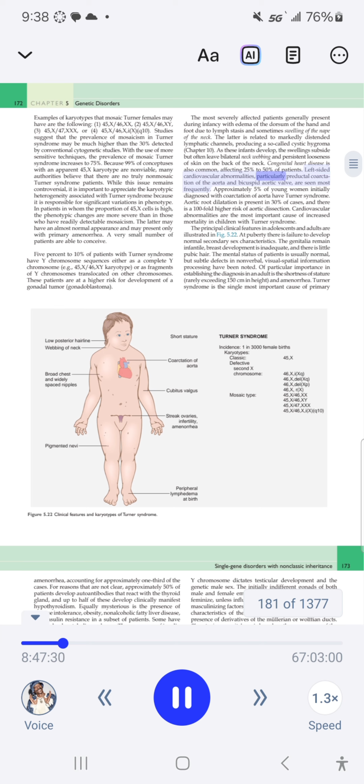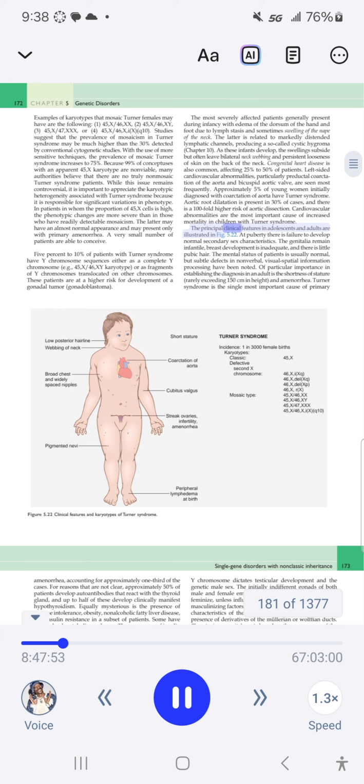Left-sided cardiovascular abnormalities, particularly preductal coarctation of the aorta and bicuspid aortic valve, are seen most frequently. Approximately 5% of young women initially diagnosed with coarctation of the aorta have Turner syndrome. Aortic root dilatation is present in 30% of cases, and there is a 100-fold higher risk of aortic dissection. Cardiovascular abnormalities are the most important cause of increased mortality in children with Turner syndrome.